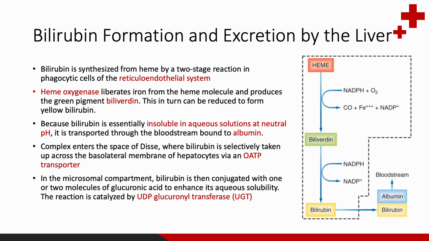In the microsomal compartment, bilirubin is then conjugated with one or two molecules of glucuronic acid to enhance its aqueous solubility. The reaction is catalyzed by the UDP glucuronyl transferase, or UGT, and UGT is synthesized only slowly after birth, which explains why mild jaundice is relatively common in newborn infants.